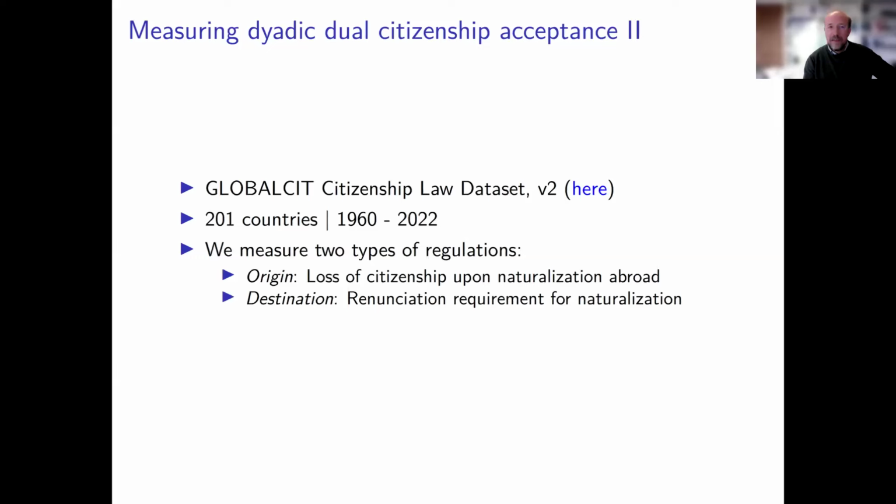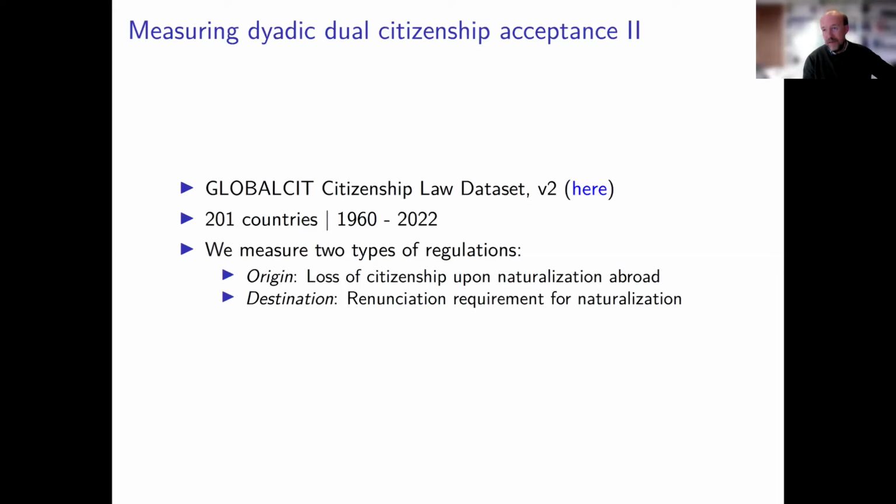Okay, so how did we measure this? We use as the starting point the Global Citizenship Law Dataset, which you can find online. That's a monadic dataset which captures the regulations in place with regard to acquisition and loss in 191 countries, and we supplemented this with some smaller microstates that were not yet available in the V2 dataset. This leads to 201 countries, which we cover from 1960 to 2022.